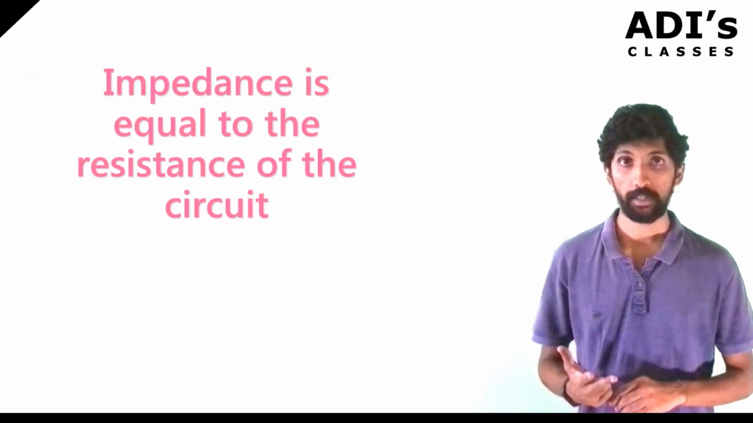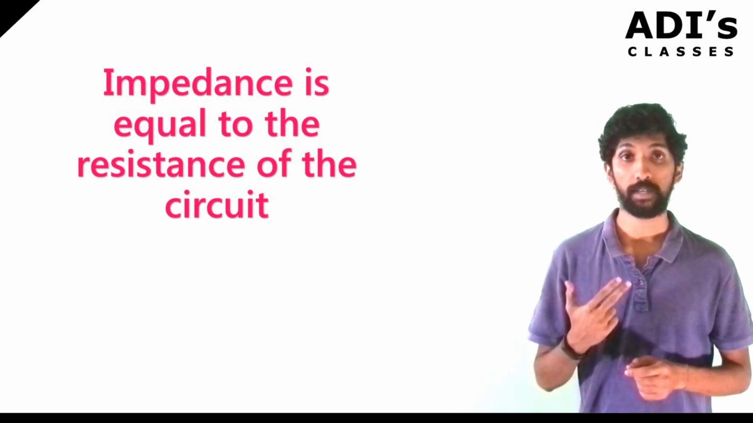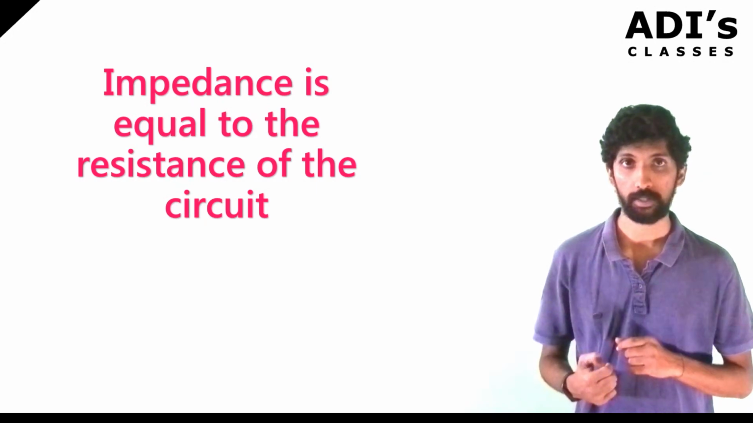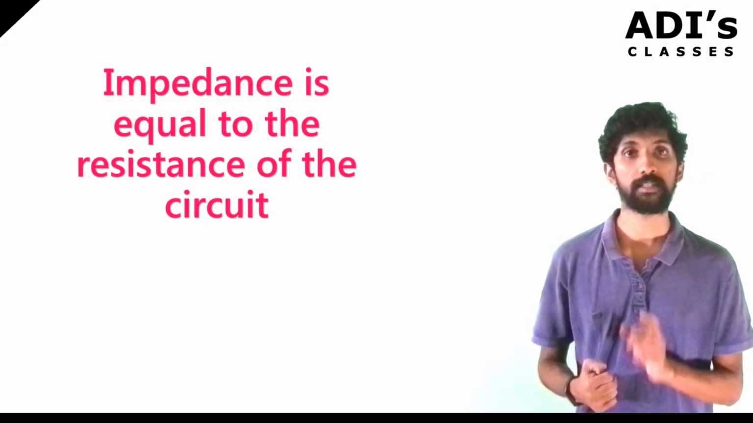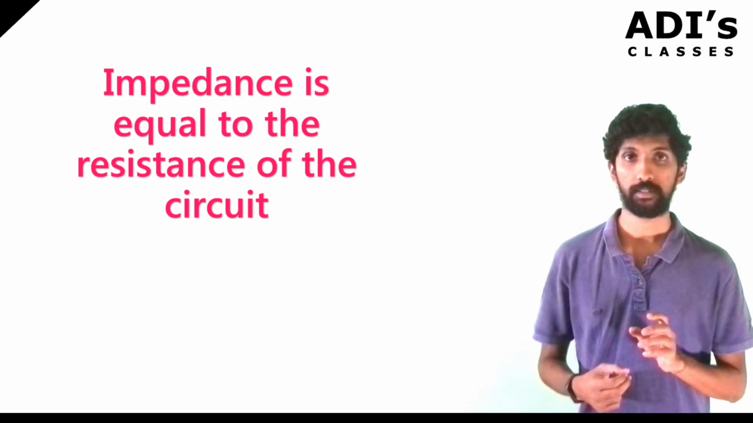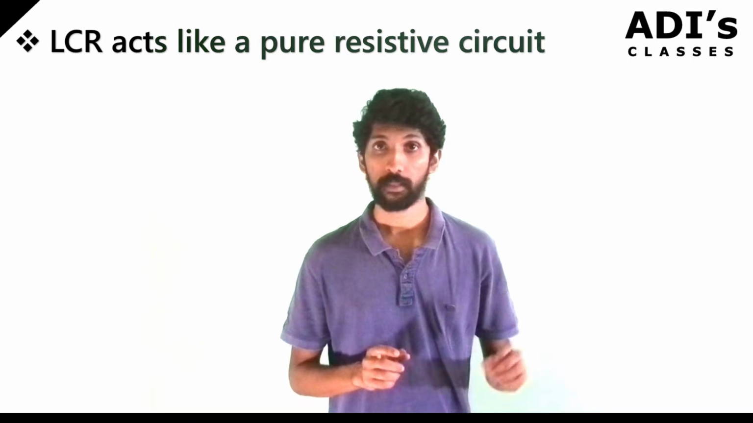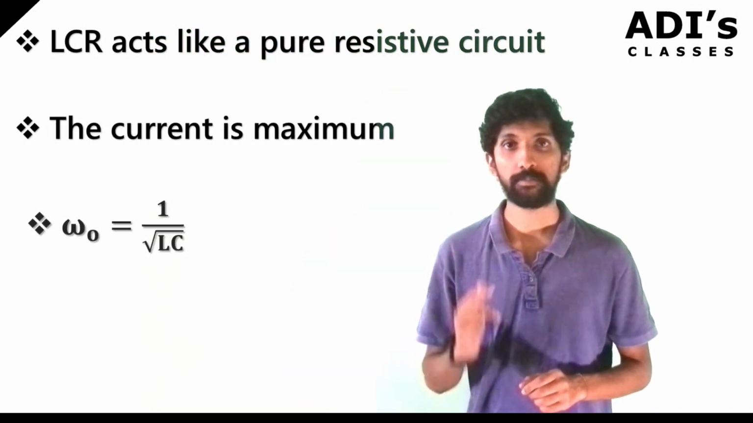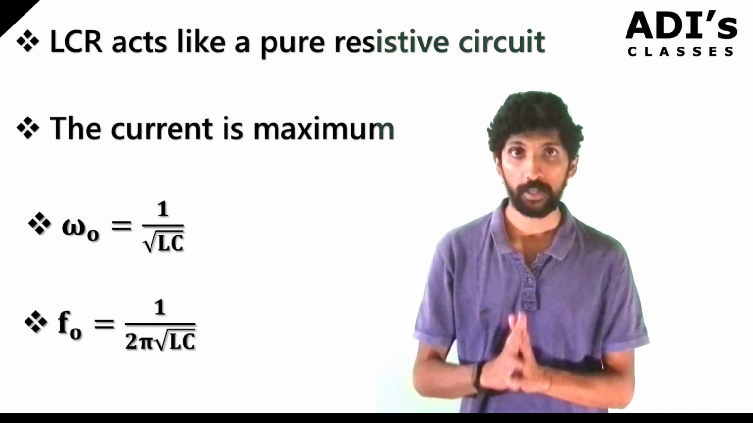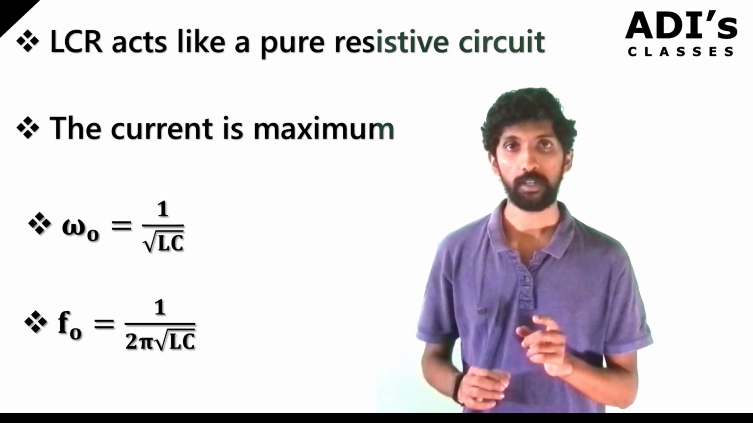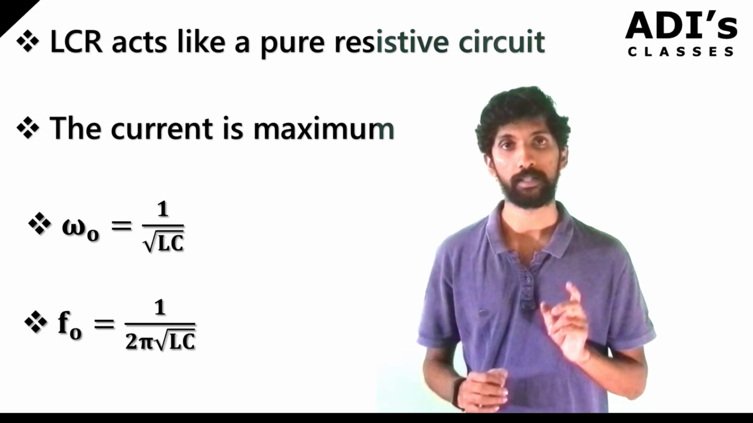And the third point, see how we have the impedance of a series LCR. Remember, root of R square plus XL minus XC whole square. So this impedance of the LCR circuit will be just R, because XL and XC are equal. So remember this point, at resonance, the whole circuit acts like a pure resistive circuit. The current is maximum and impedance is minimum. And the resonating frequency omega naught is 1 by root of LC, or if we need F naught, that will be 1 by 2 pi root of L into C.